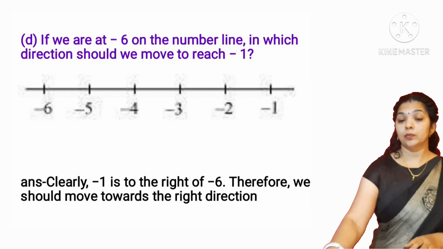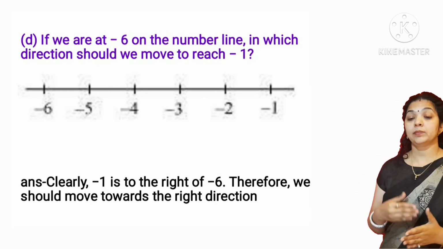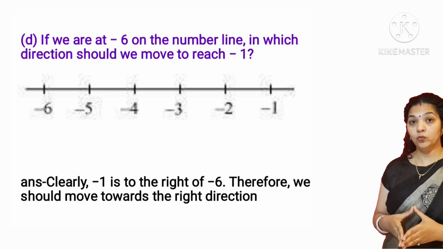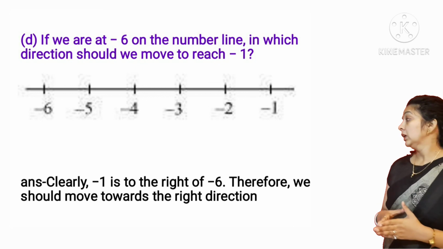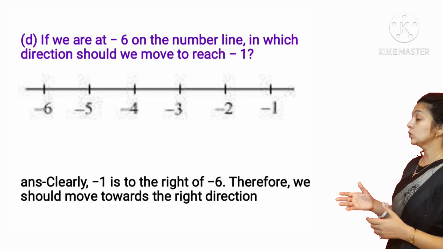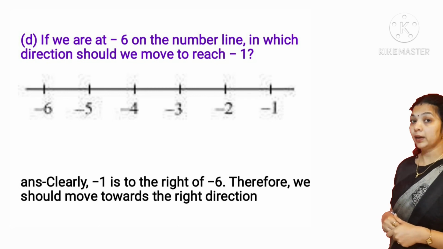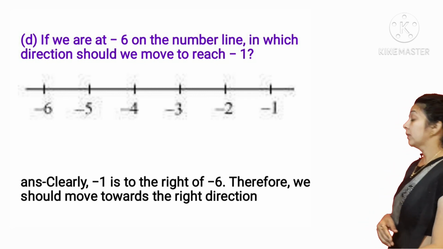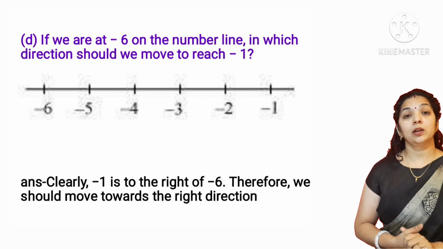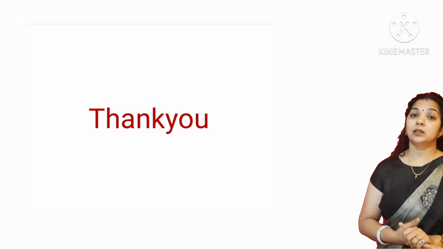Now, if we are at minus 6 on the number line, in which direction should we move to reach minus 1? Minus 1 is located on the right hand side of minus 6. So we have to move in the right direction to reach minus 1. So that's all about the questions of exercise 6.1.